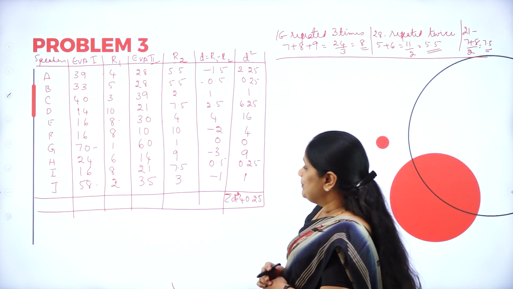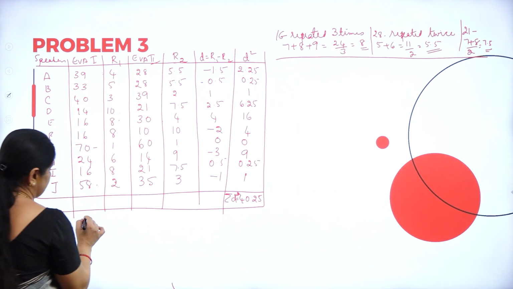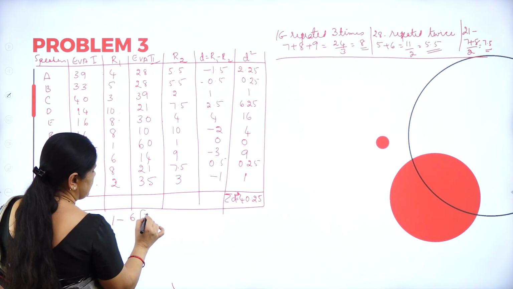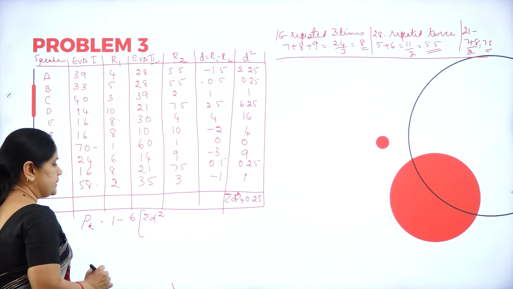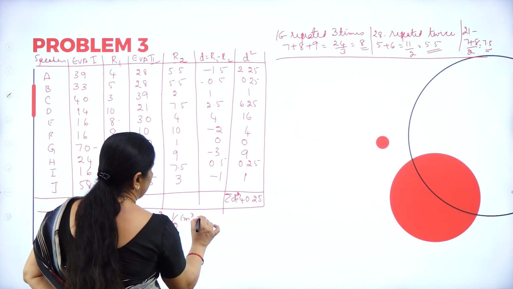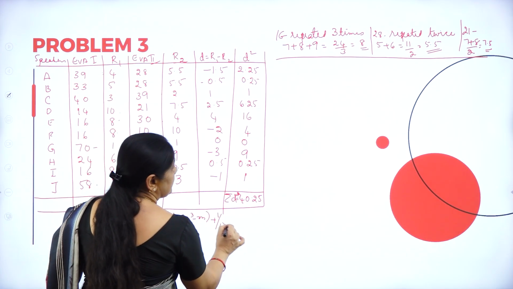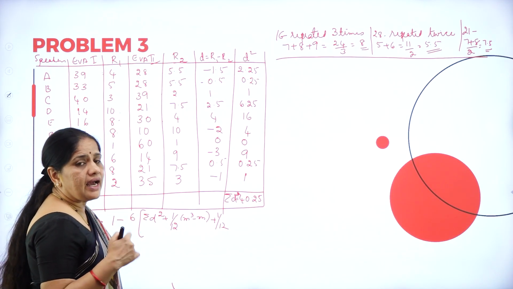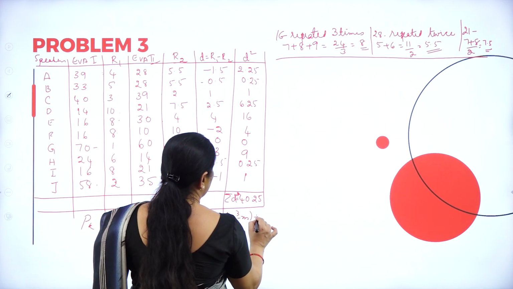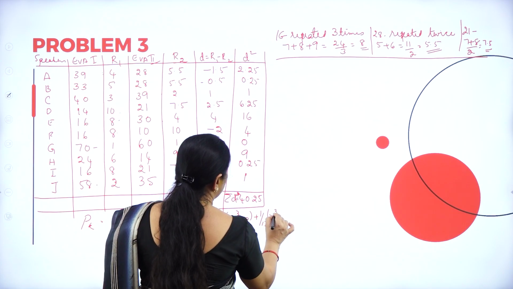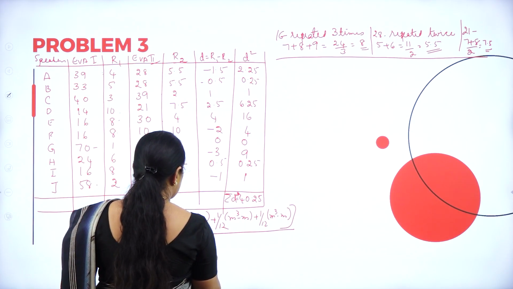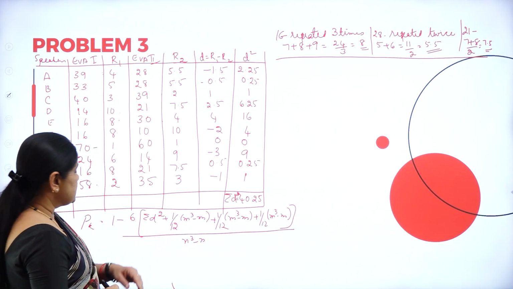Now I have to write the formula here. The rank correlation will be equal to 1 minus 6 into sigma d square plus 1 by 12 into m cube minus m, plus 1 by 12. Since there are 3 numbers which are repeated, I have to write the correction factor 3 times. M cube minus m plus 1 by 12 into m cube minus m, then whole over n cube minus n. So the correction factor repeats 3 times.